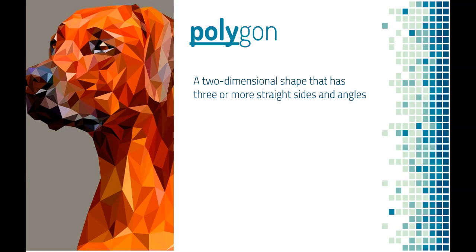Polygon is your next word, and this is a two-dimensional shape that has three or more straight sides and angles. You should be familiar with this from math class. So this picture of a dog on the left is very interesting because if you look carefully, the artist used polygons and different colored polygons to create the image. So on your homework, I want you to draw 3 different polygons.